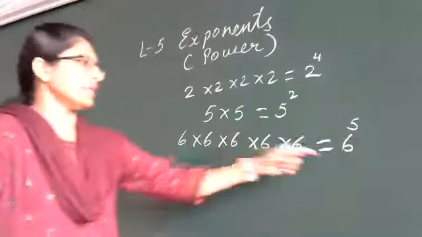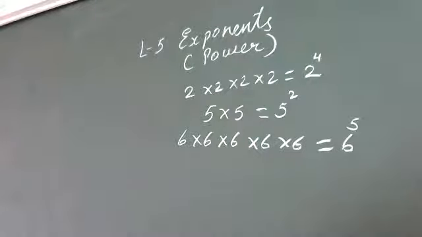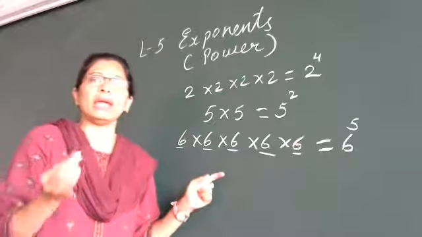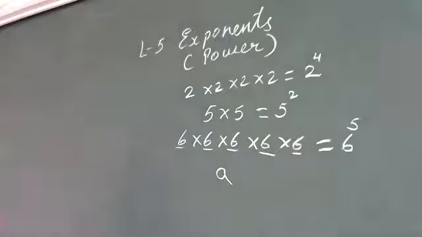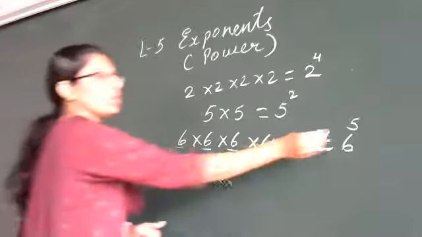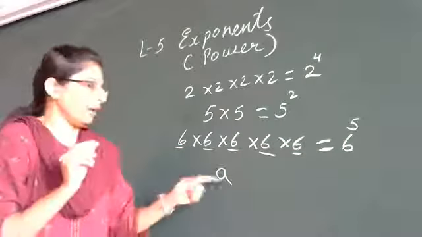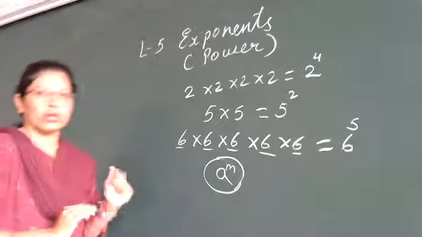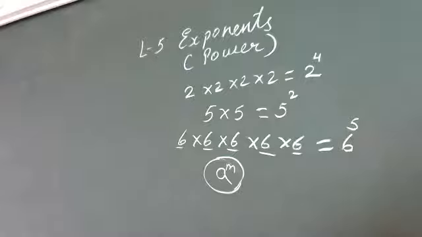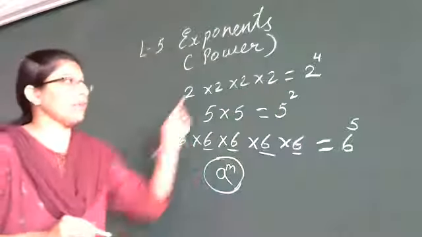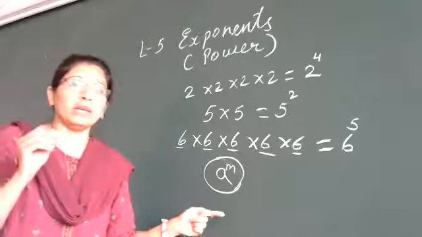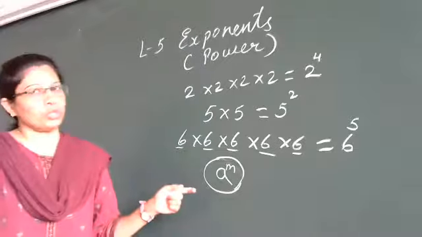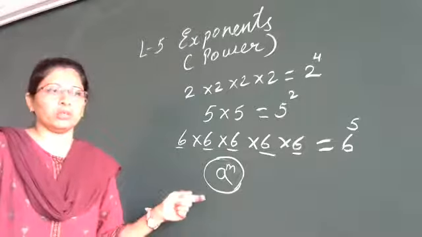Okay. So this is read as 6 to the power of 5. Now if we consider a rational number, A is any rational number, and m is a positive integer. When a is multiplied m times, we can write it as a raised to m. So a can be any rational number, positive or negative. We can use this for all types of integers.